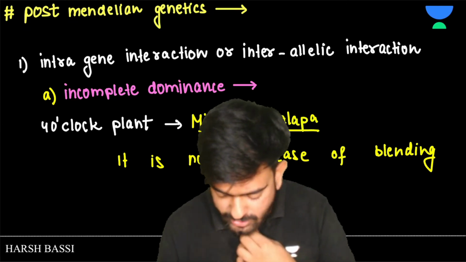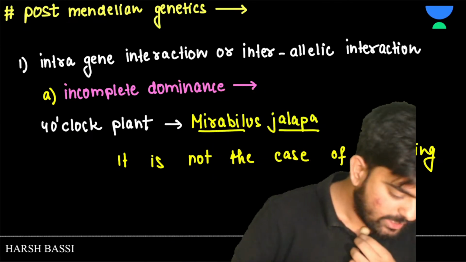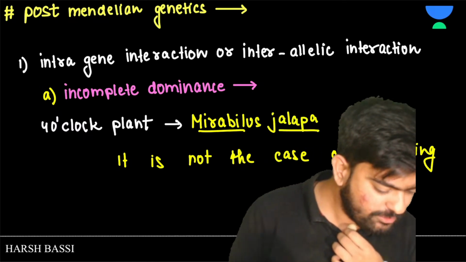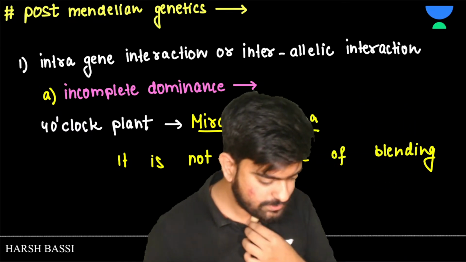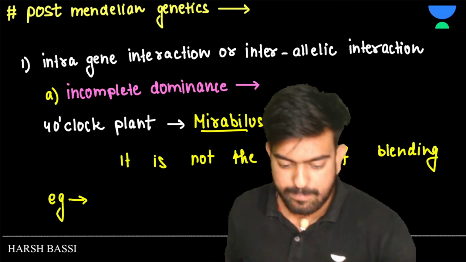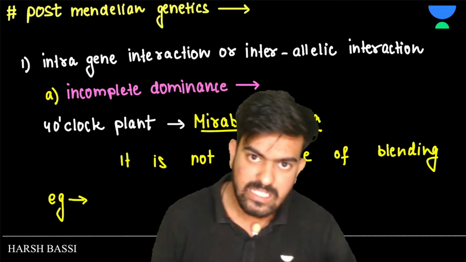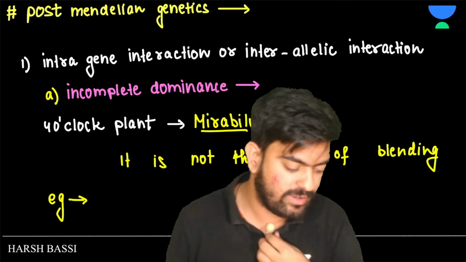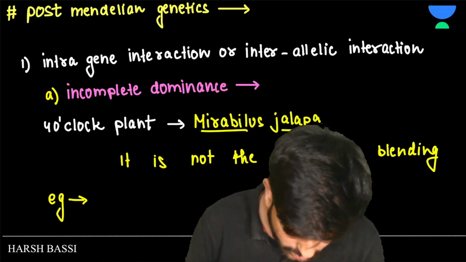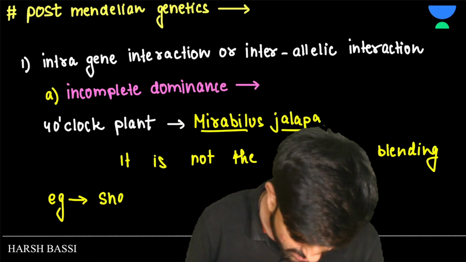Now, it is not the case of blending. Okay? Should I move forward? Let me know. Now, another example for this is what? Another example which can be asked in your exam is the snapdragon flower. It is the snapdragon flower.